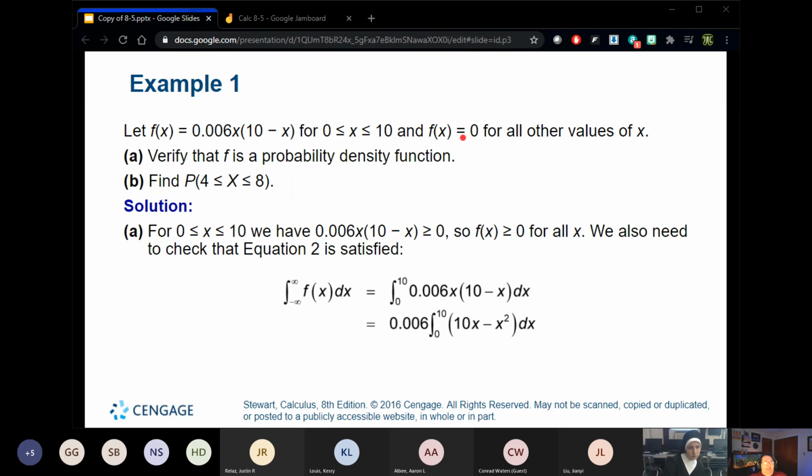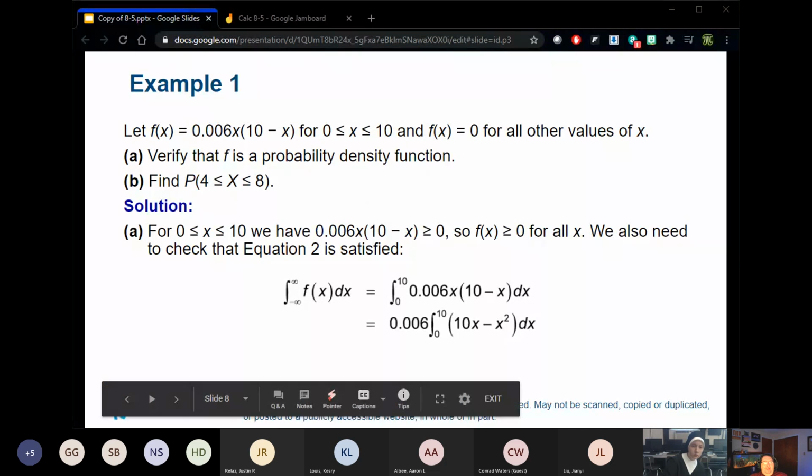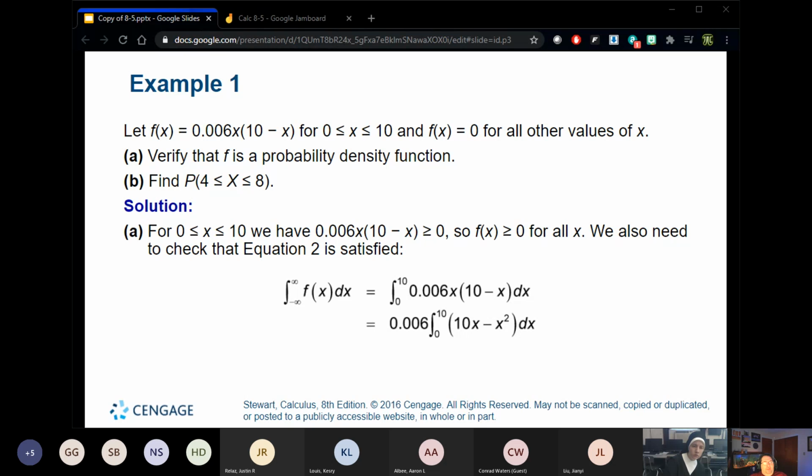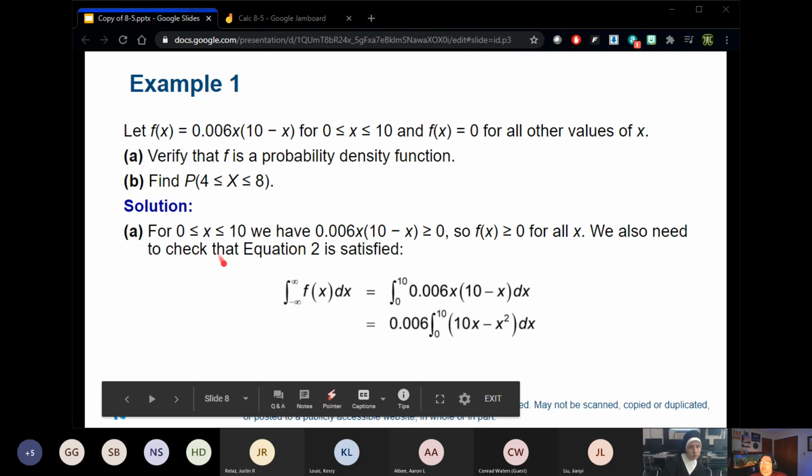So anything below 0, f of x equals 0. Anything more than 10, it equals 0. So the first thing I have to do is verify that this is a probability density function. Remember, there's only one criteria that I need to know, that the integral from negative infinity to infinity equals 1. As long as that rule works, I know this is a probability density function.